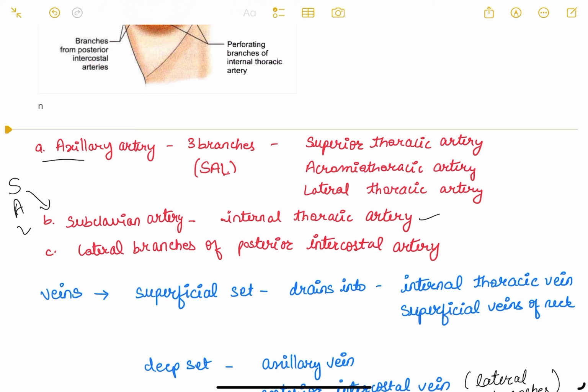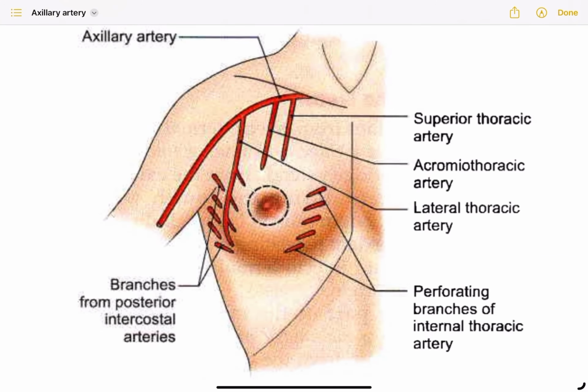The axillary artery is going to be supplying the breast through 3 branches. You can also remember these 3 branches by the mnemonic SAL: superior thoracic artery, acromiothoracic artery and lateral thoracic artery. From L we have the lateral branches of the posterior intercostal artery. This was the arterial supply.